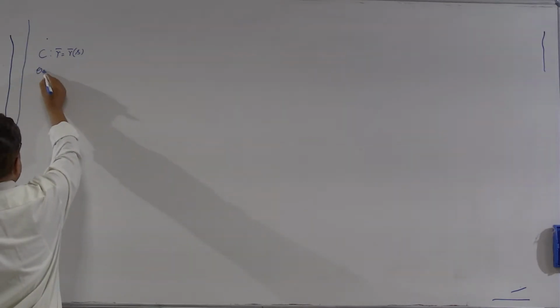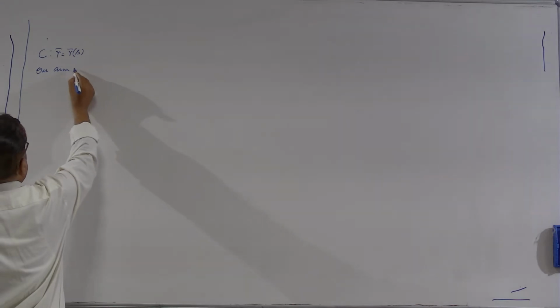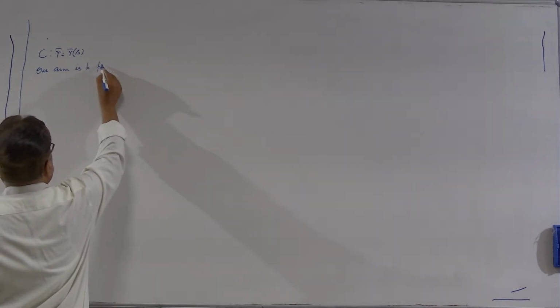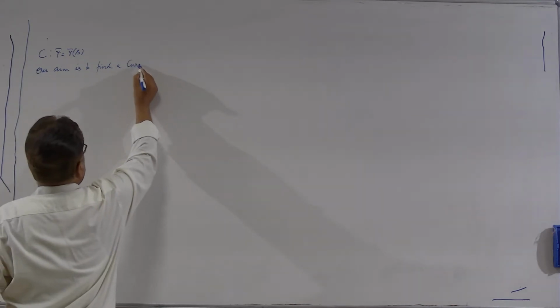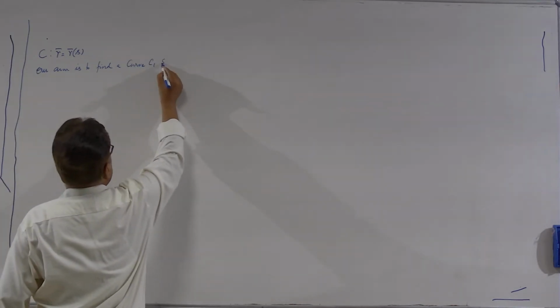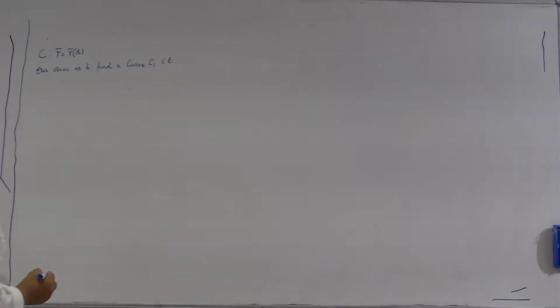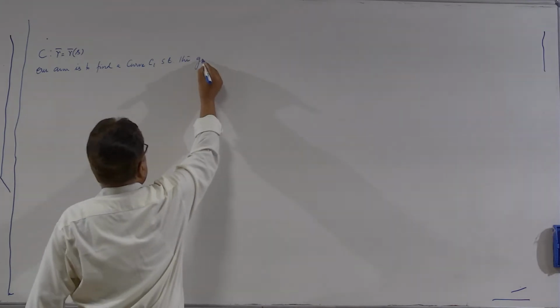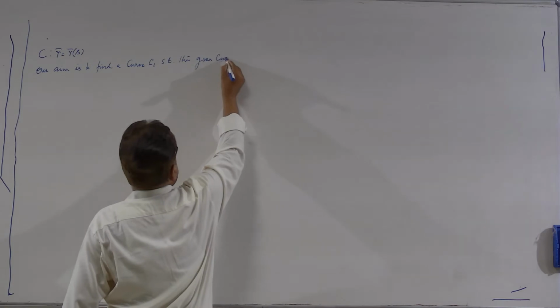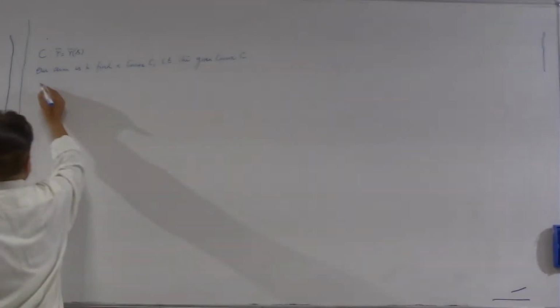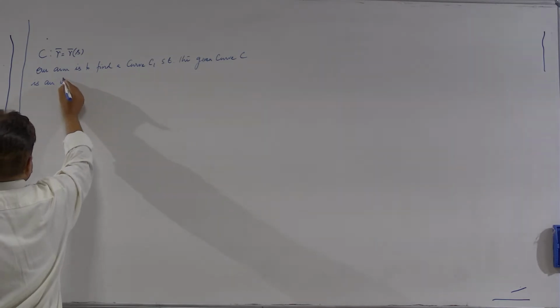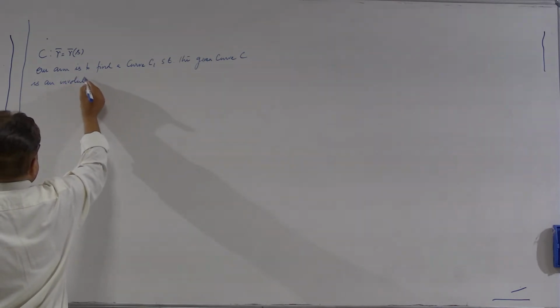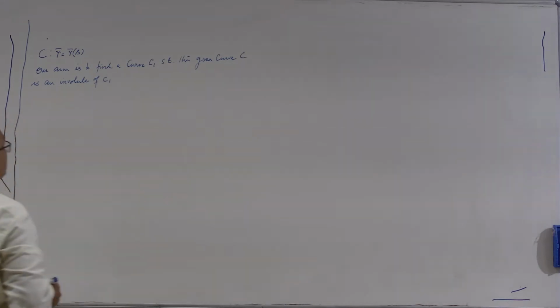So, our aim is to find a curve C 1 such that the given curve C is an involute of C 1, and that means C 1 becomes the evolute of C.